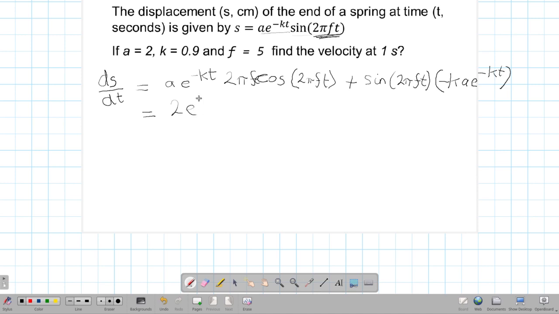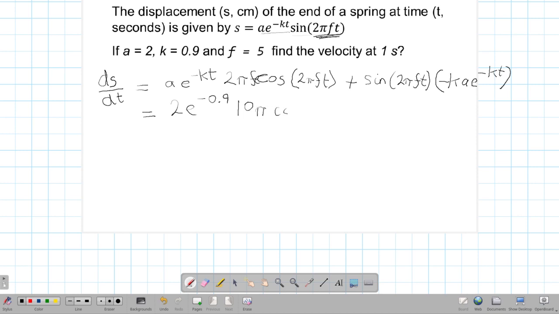E, and then this is minus 0.9 times. Now I could have simplified this by bringing this to the front, but never mind. So we've got 2 pi here. Frequency, let's have a look. Frequency is 5, so we can just multiply that together. So we'll have here 10 pi.